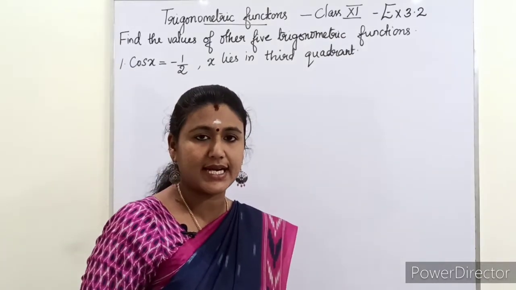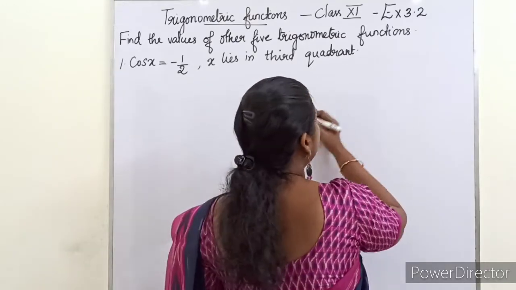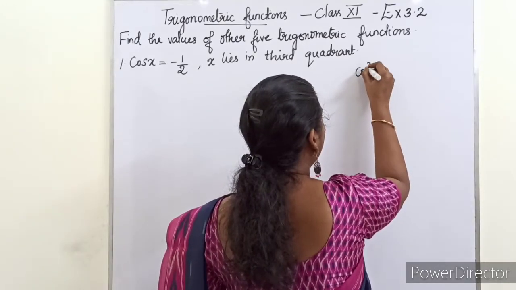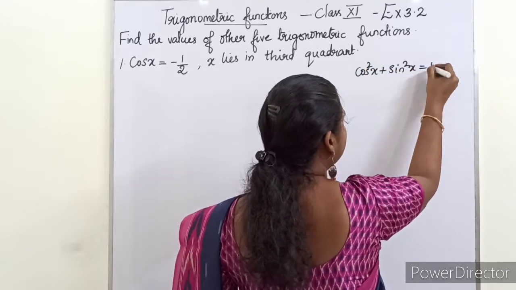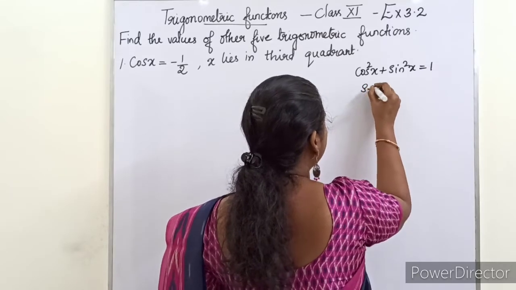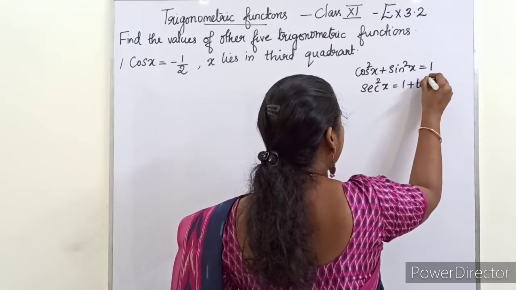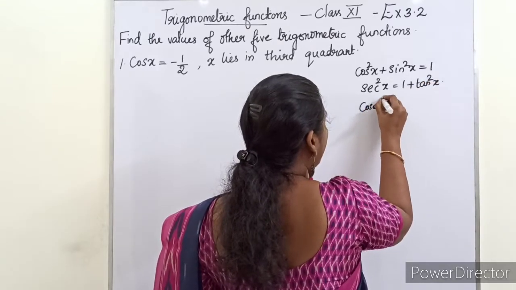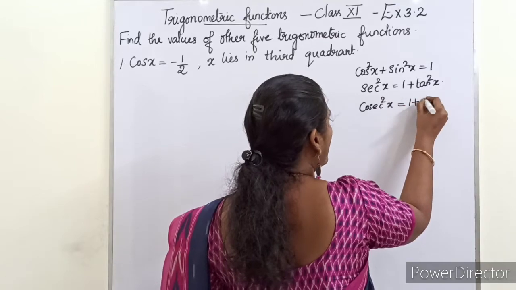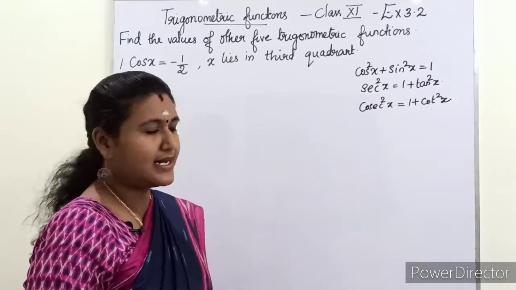You have already studied trigonometric identities in class 10. So we are going to write the identities. Cos square x plus sin square x is equal to 1. This is the first identity. Then the second identity, sec square x is equal to 1 plus tan square x. And the third identity is cosec square x is equal to 1 plus cot square x. So these are the 3 identities.